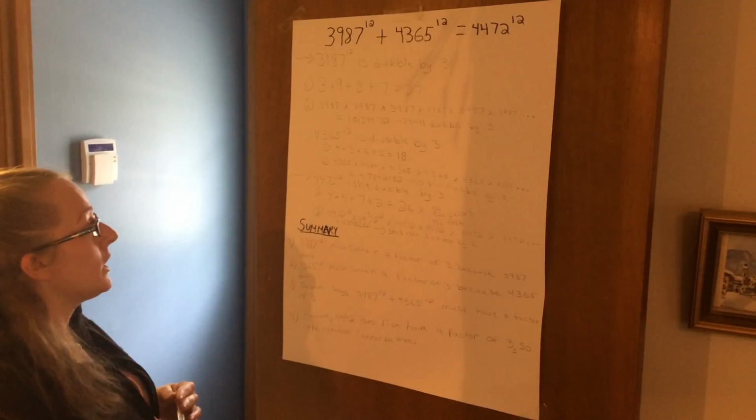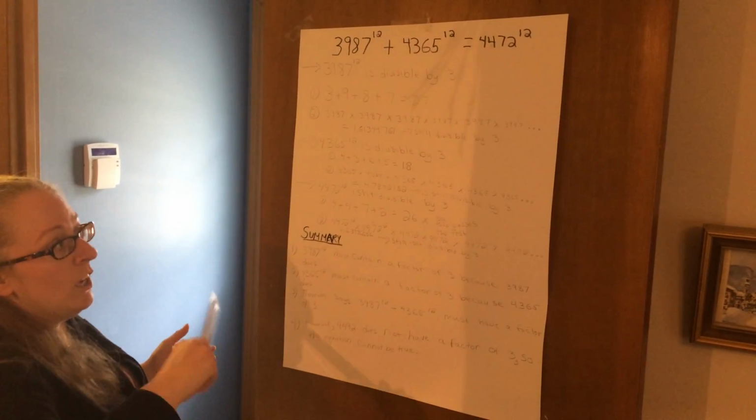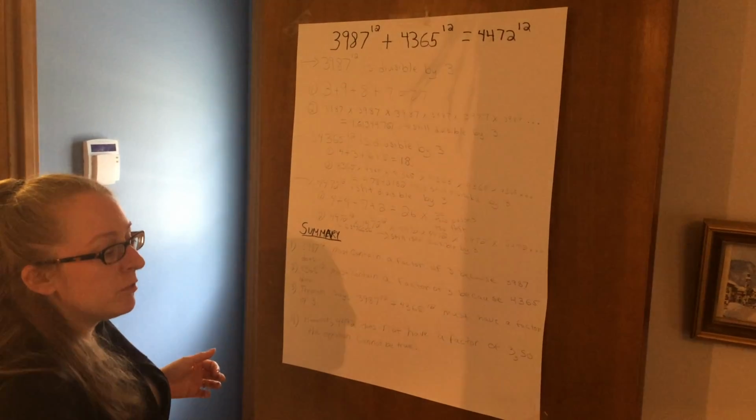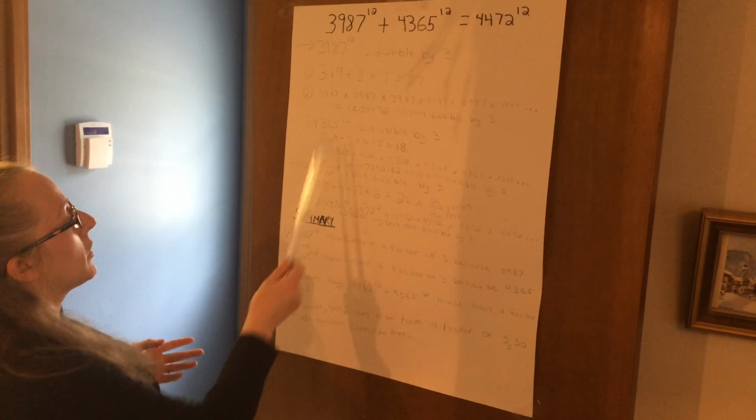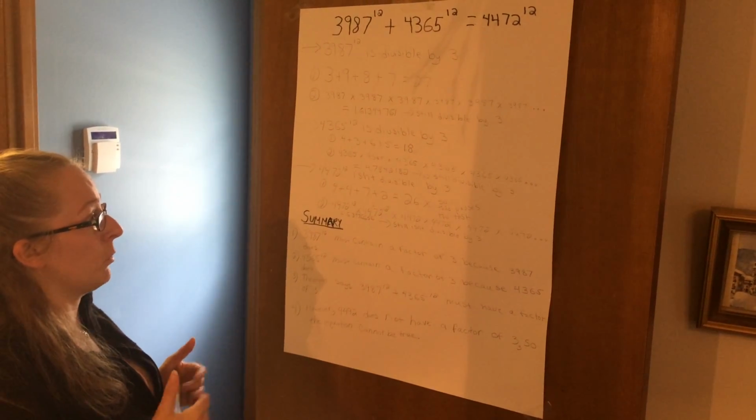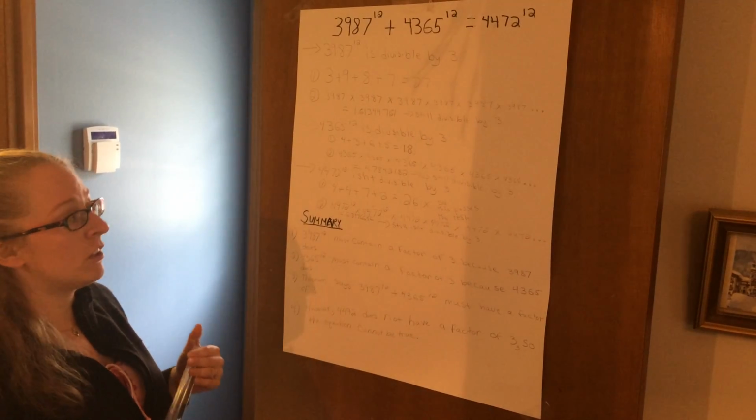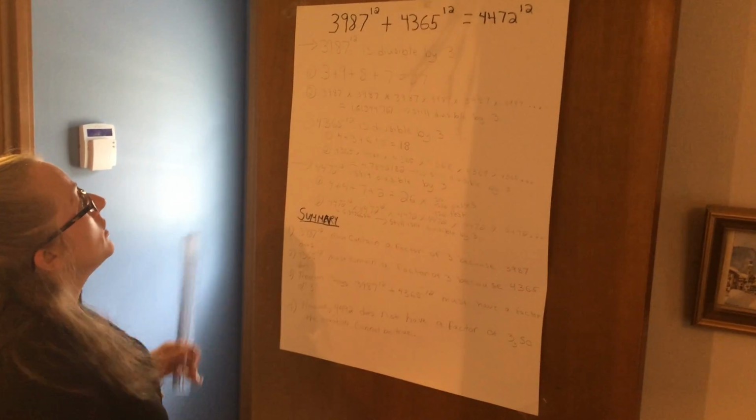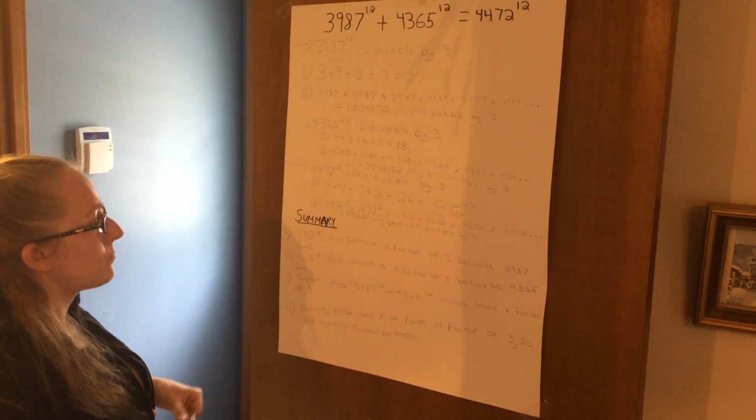Secondly, 3,987 multiplied by itself 12 times will give us the number 1.61344761. We know that this is still divisible by 3. So this proves our point.